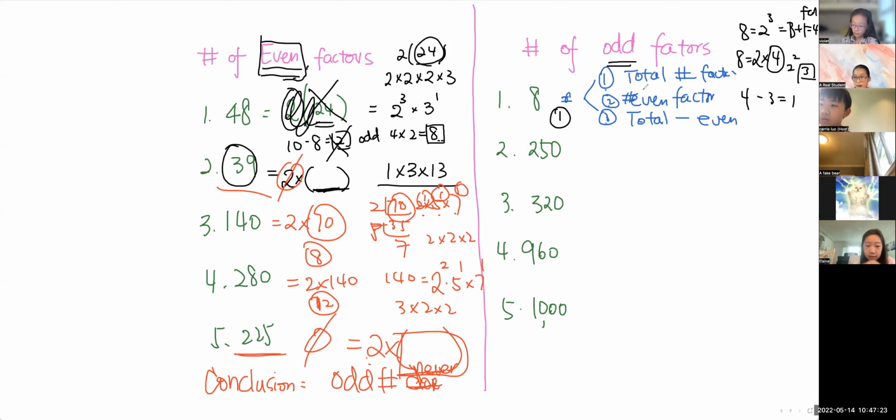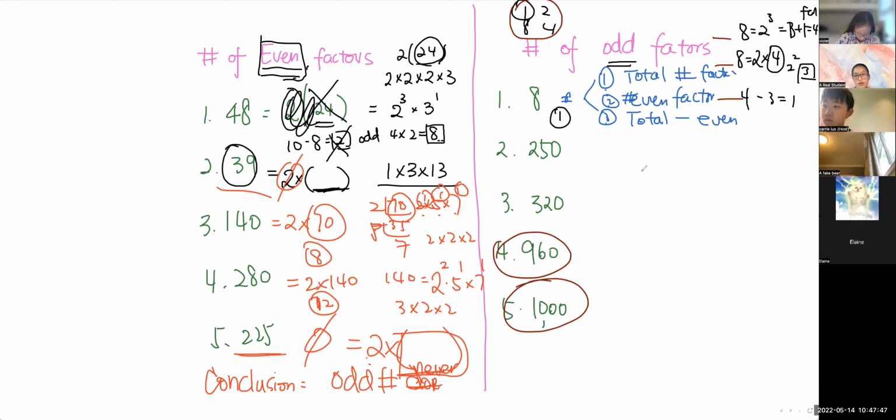Some students say, teacher, for 8 I don't need to calculate, it's 1, 8, 2, 4, so why do it the troublesome way? Of course, when we have a smaller number, you could use this way to calculate it, no problem at all. But the thing is we're learning, right? You want to practice step 1, step 2, step 3. So that is a learning process.